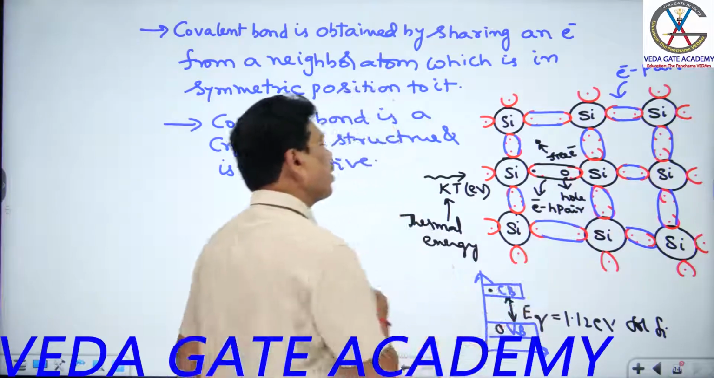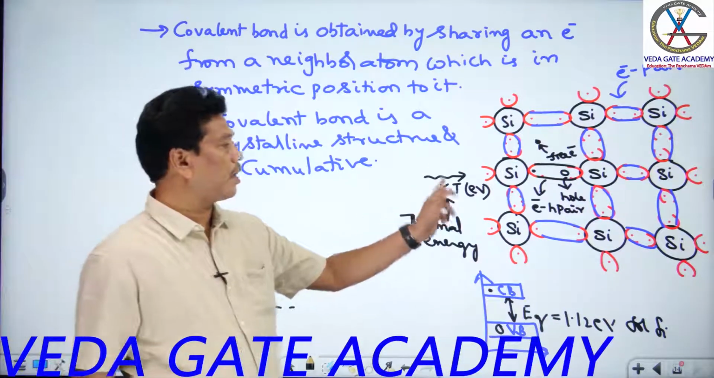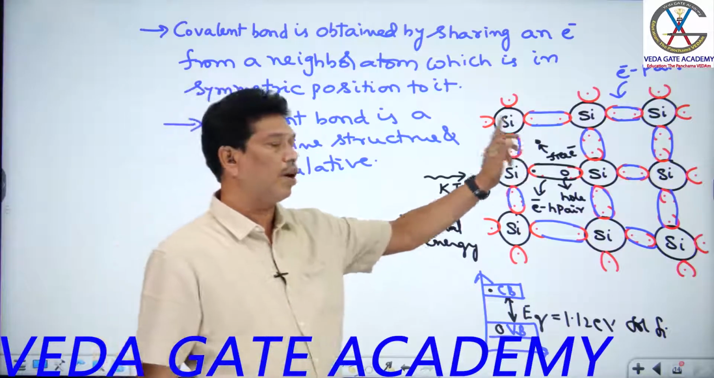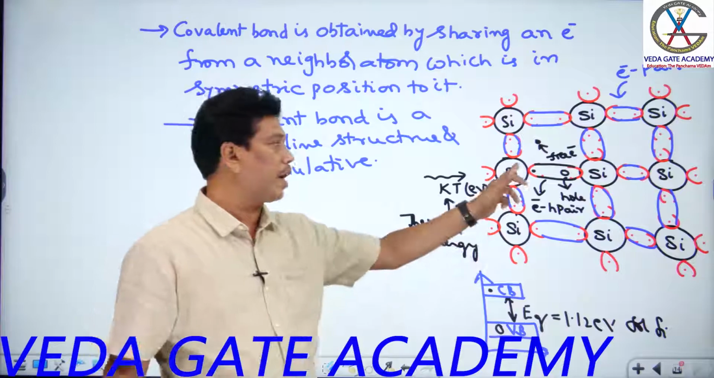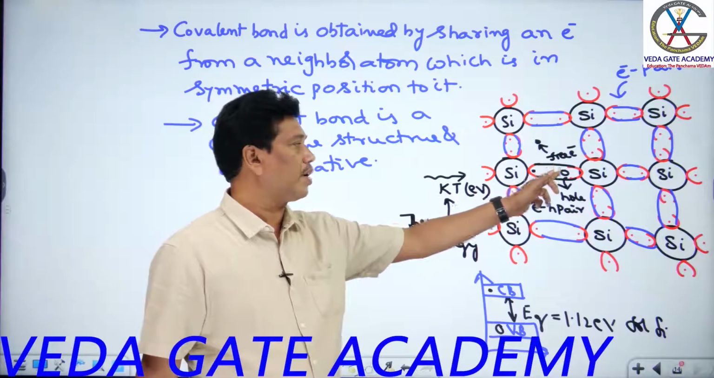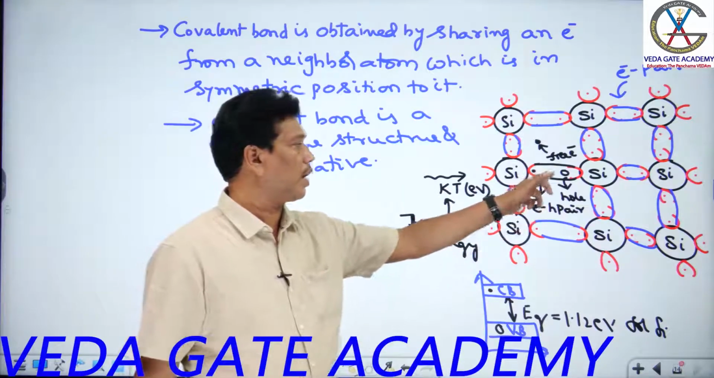This is called thermal generation. On applying thermal energy, there is a successive breakage of covalent bonds. Which covalent bonds get the required energy to break? On breaking a covalent bond, one electron becomes free, and the removal of the electron from the bond represents a hole. So, an electron-hole pair.